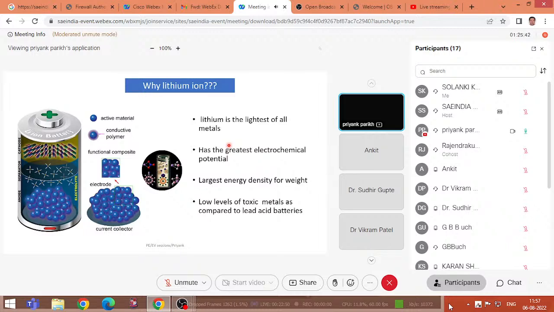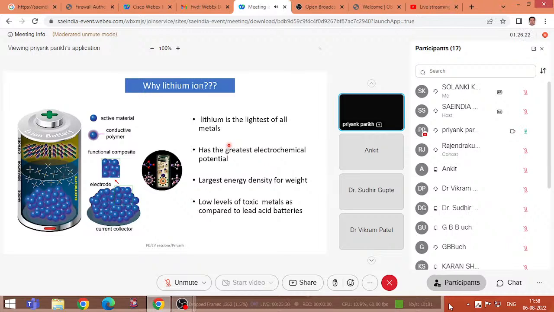So first, lithium is the lightest of all metals. So what makes lithium the lightest of all metals? Can anyone answer that? Why is lithium the lightest of all? Go back to your chemistry days where you studied. What is the atomic number of lithium? The lower the atomic number, you will see in the Mendeleev periodic table. Right? So 3 is the atomic number of lithium, which makes it the lightest metal.